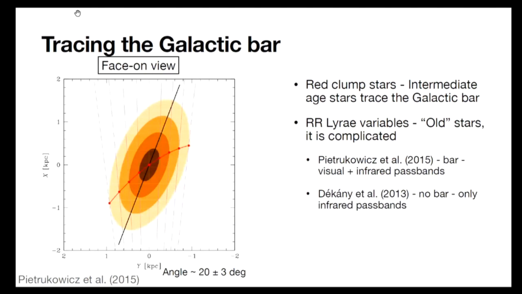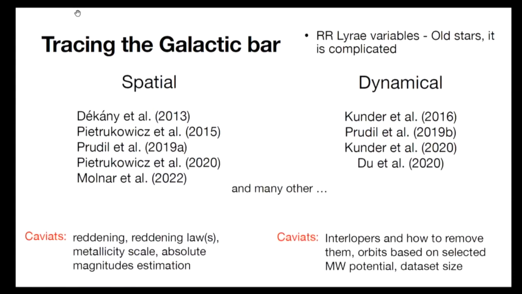2 years later, Pavel Pietrukowicz, using a combination of the visual and infrared passbands, determined the distances toward RR Lyrae stars in the Milky Way bulge, and found a nice tilt and sort of overdensity that follows the Milky Way bar. So these 2 papers started a discussion that resulted in several studies, not all of them unfortunately mentioned here, but there are several caveats that enter both the kinematical and spatial part of this field.